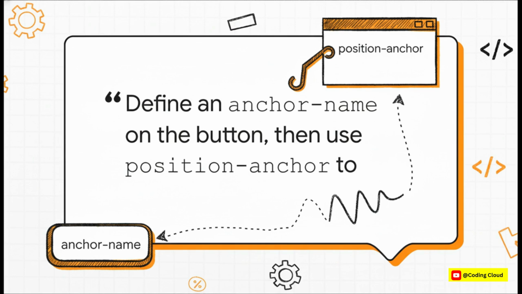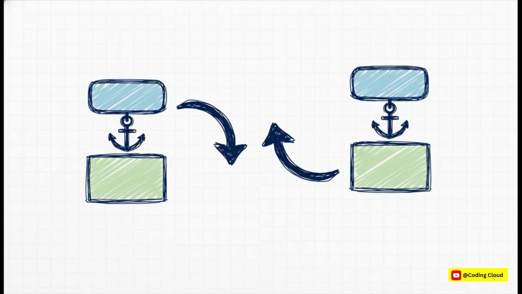Here's how it works. On your button, you define an anchor name. Just think of it like giving that button a unique name, or a hook. Then, on your pop-up, you use position-anchor to latch onto that very same hook. Once they're linked up like that, you can position the pop-up using your normal CSS properties, and it will always stay perfectly anchored to that button, even if the page scrolls or the button moves around. It is such an elegant and robust solution to a very old problem.